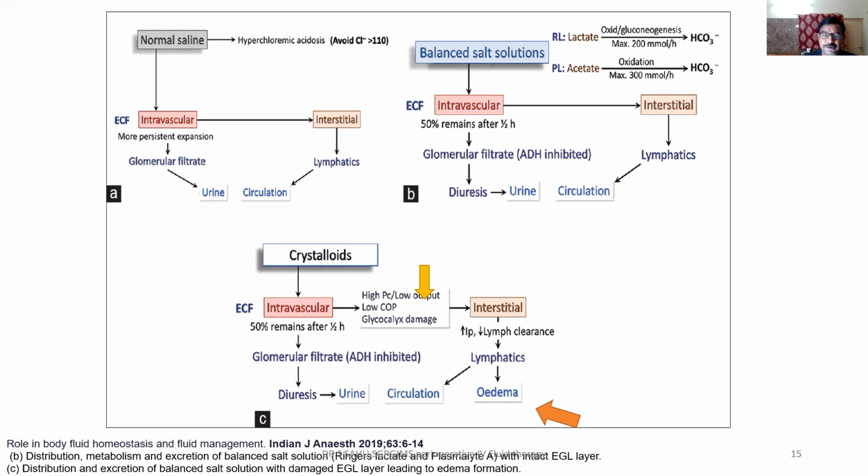So if it is damaged, it is not good for the handling of the fluid that we give, and we can't give much, because with more damage it will go more into the lung, more into the brain, and definitely into organs where it should not go, and it will be retained there.